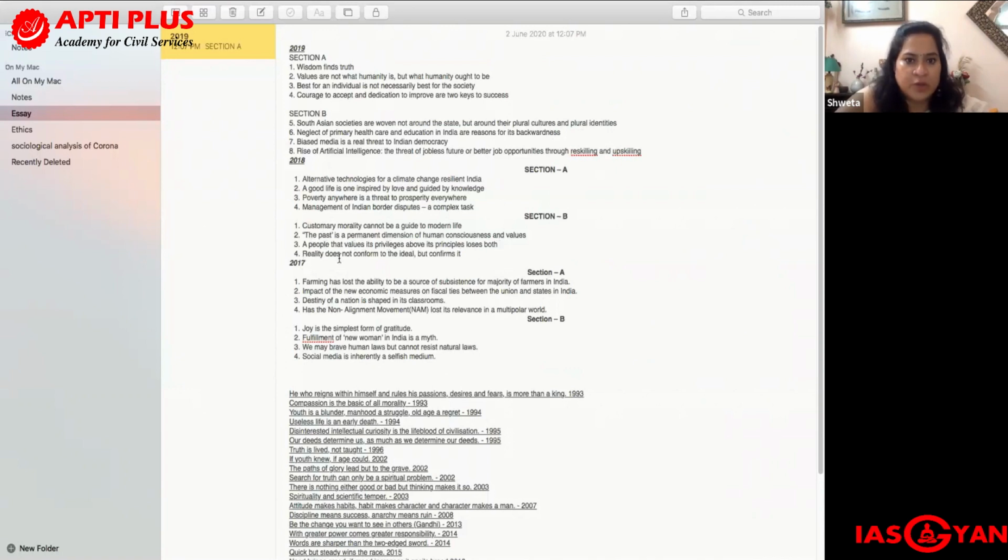Fourth topic is reality does not conform to the ideal, but confirms it. Okay, this is quite a tricky topic. I'll take this up in a short while and explain you how you should unfold the language. None of the words are complex or tough in it, as you can see. Reality does not conform to the ideal, but confirms it. Maybe conform शब्द आपको नहीं पता होगा. Conform means किसी चीज को abide करना, ठीक है? Confirm means किसी चीज को approve करना.